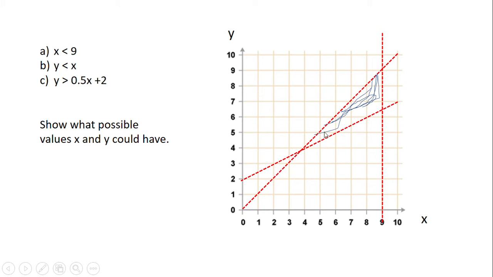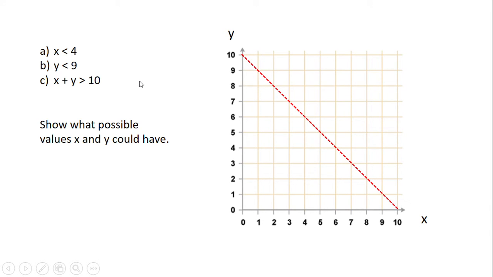This region over here satisfies all three of those parameters. Okay, the x value is smaller than 9, the y value is smaller than the x value, and the y value is greater than 0.5x plus 2. So if this is the line y equals 0.5x plus 2, we want the points greater than that, but we want the points smaller than the line y equals x. So this is the line y equals x. All the points below that line, y is smaller than x.